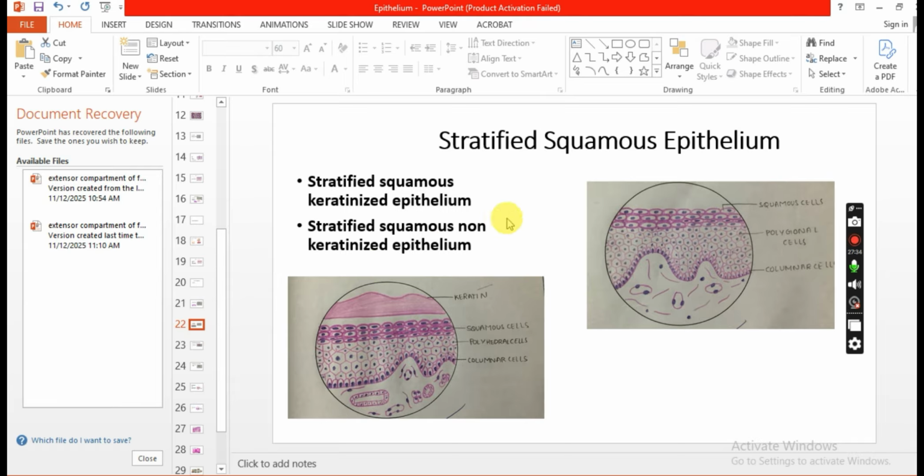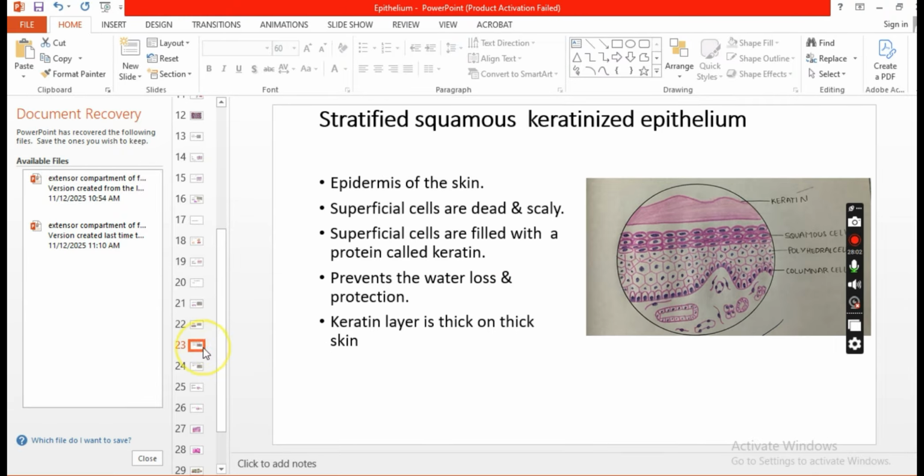Now we can divide the stratified squamous epithelium into two varieties based on the presence or absence of a protein called keratin. So it is divided into stratified squamous keratinized epithelium and stratified squamous non-keratinized epithelium. This is the keratinized, this is the non-keratinized epithelium. So let's talk about that now.